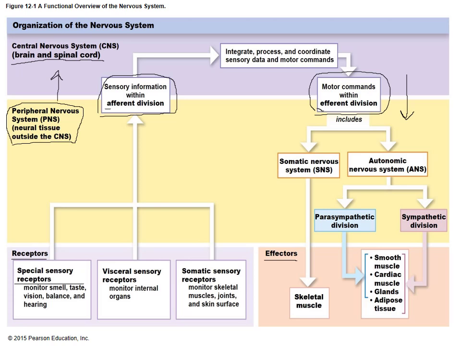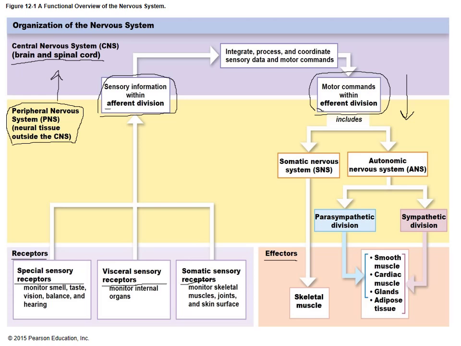You also have visceral sensory receptors that are responsible for monitoring all of the internal organs in your body. These are the receptors that tell you when you need to pee. They tell you when you're hungry. They tell you when you might be nauseous. All of these things are sort of internal organ monitoring.